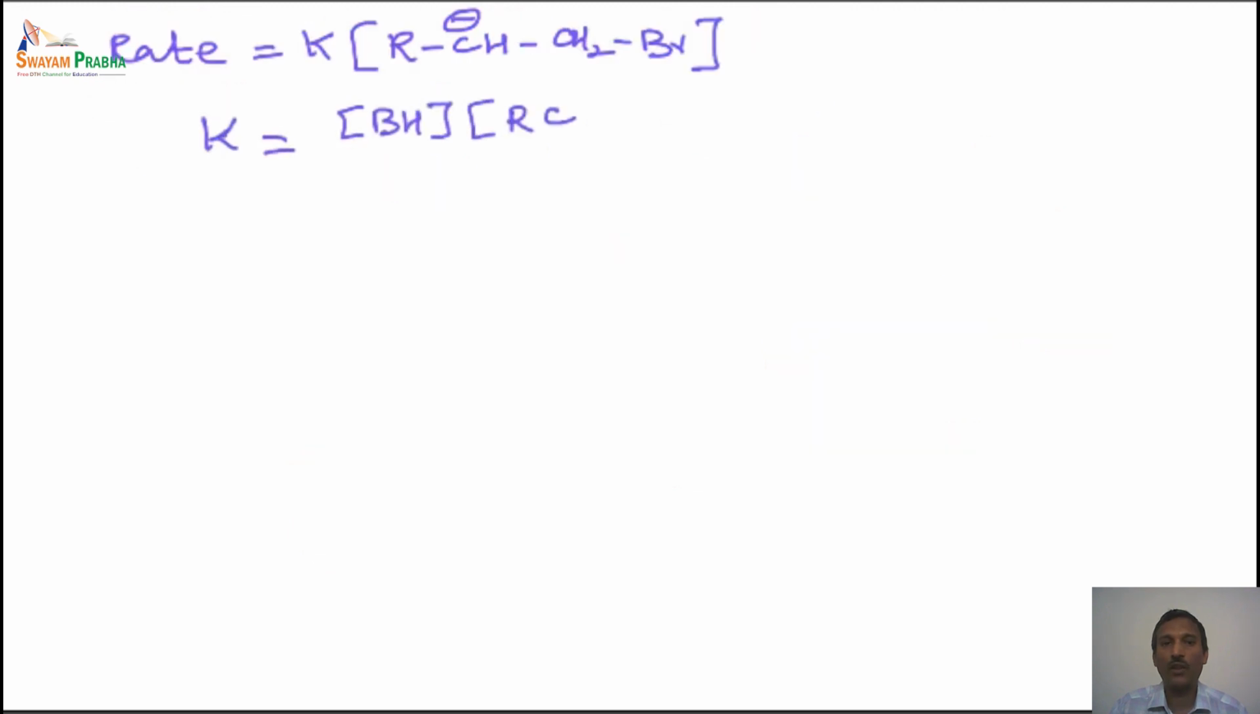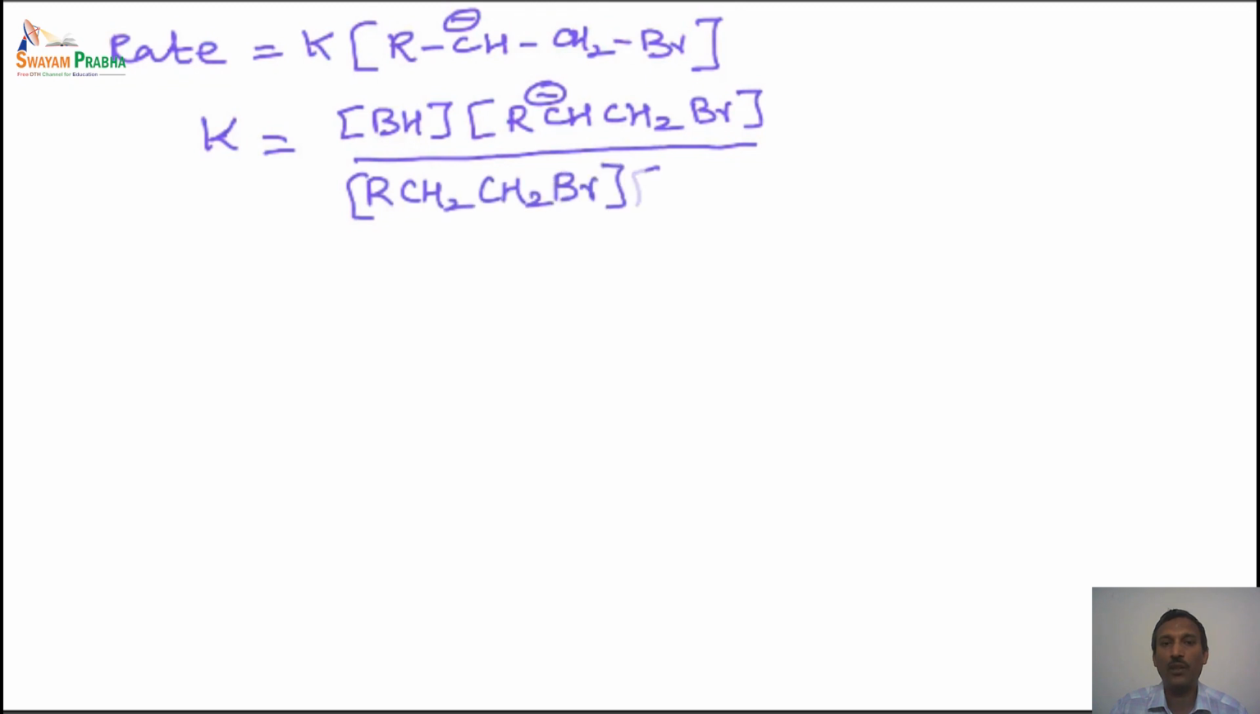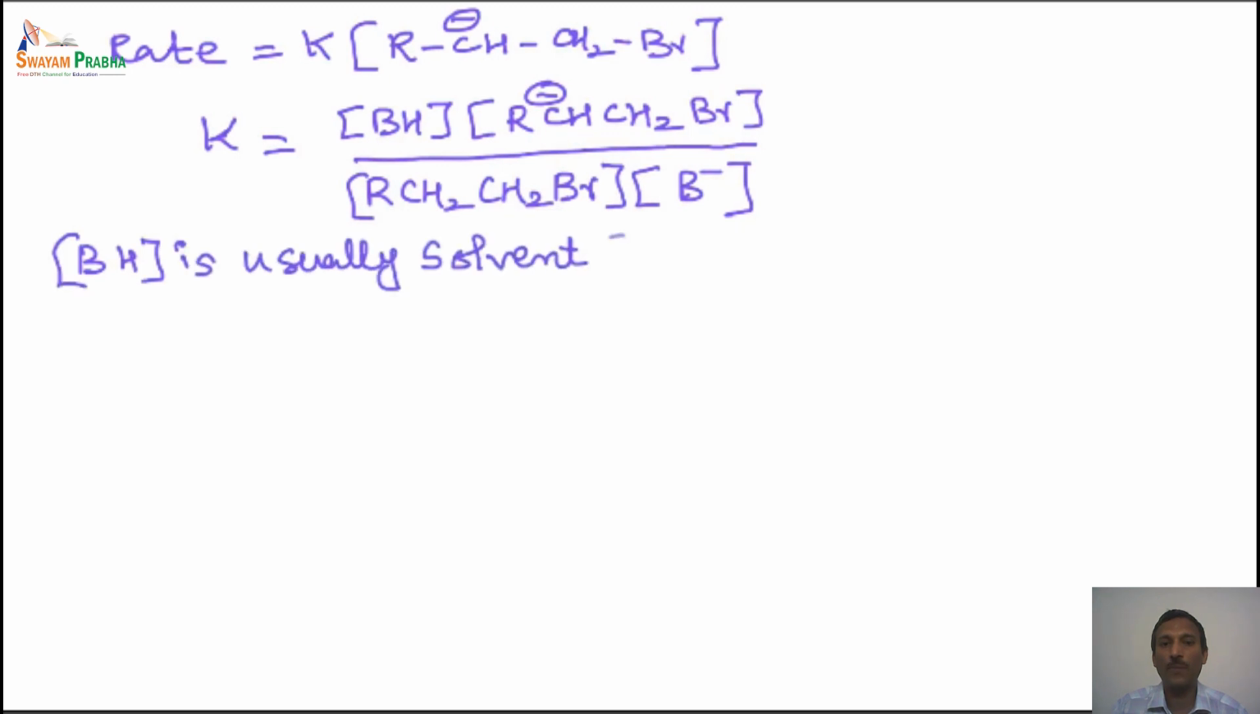Then let us look at the rate of this particular step. The rate is proportional to the concentration of the alkyl halide; in this particular case, the rate is directly proportional to the anion that is formed. When we talk about the overall rate, we have written it as the concentration of BH and the concentration of the anion divided by the concentration of the starting material times the concentration of the base.